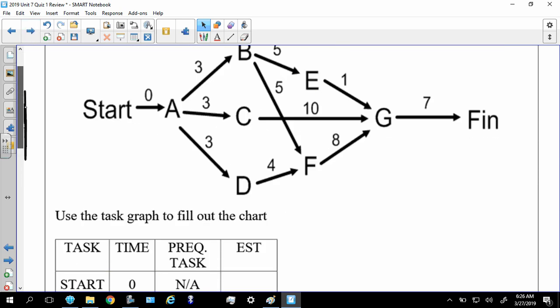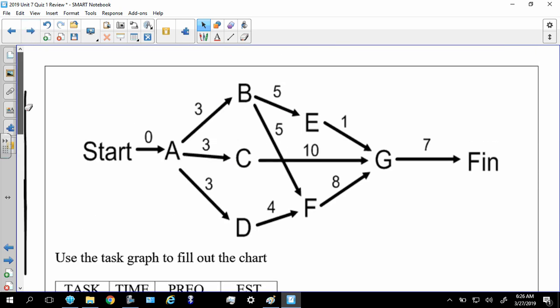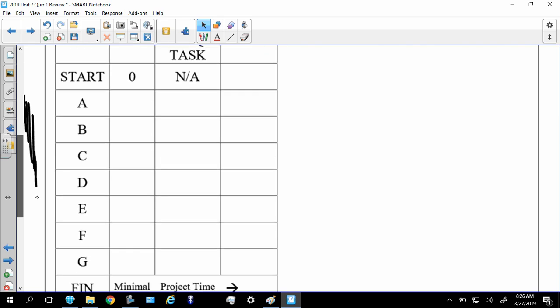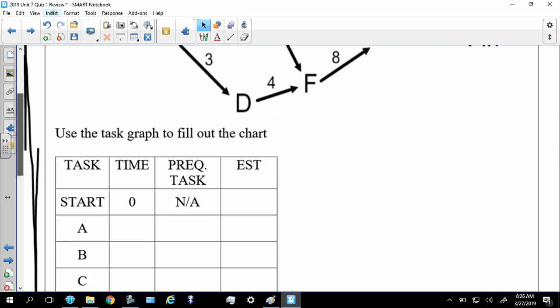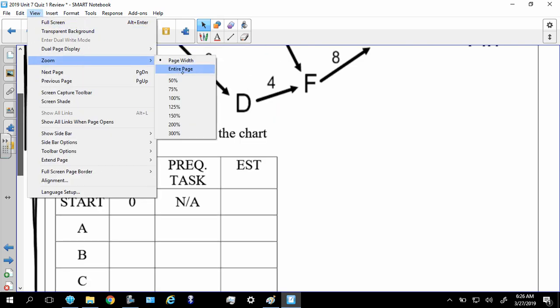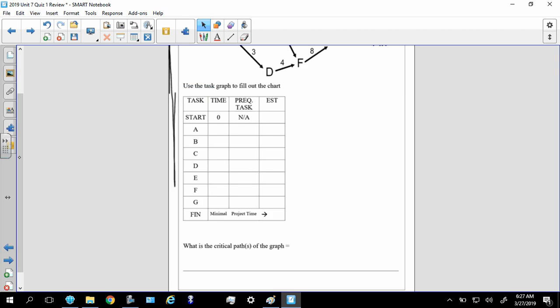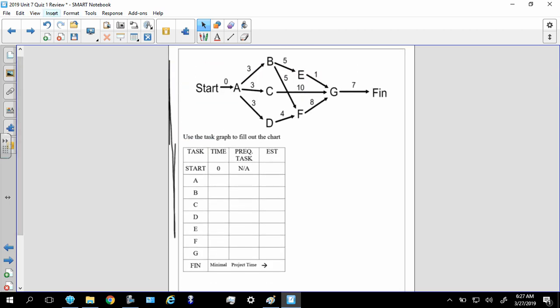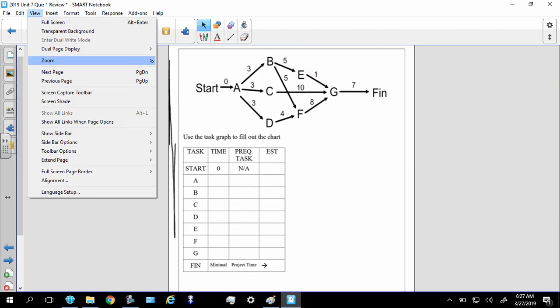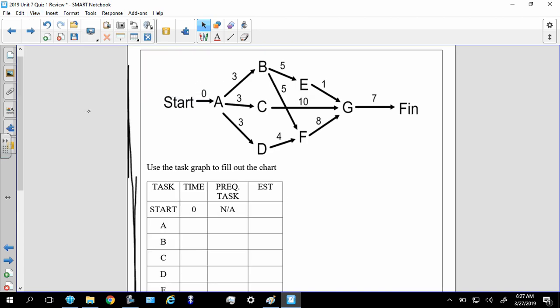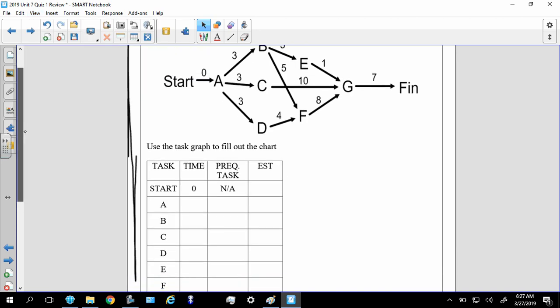All right, so I got to take this graph and plug it into that guy. Let me zoom out a little bit so I can see what I'm doing. Might be a little too much. All right, that may work. I don't know. We'll see.